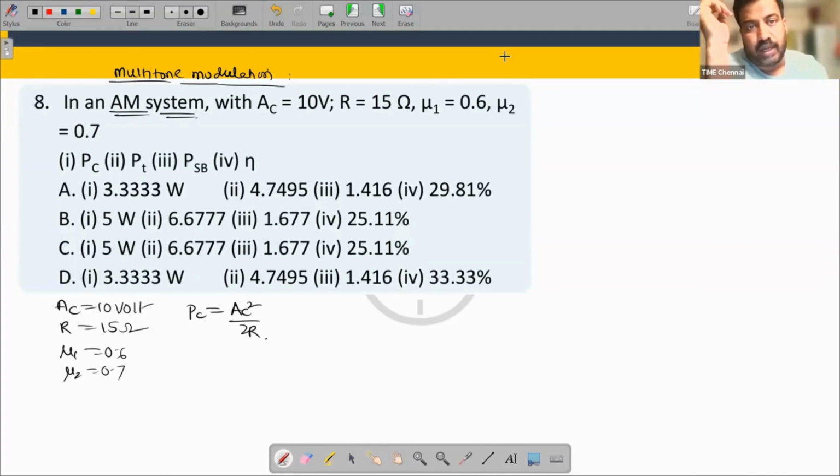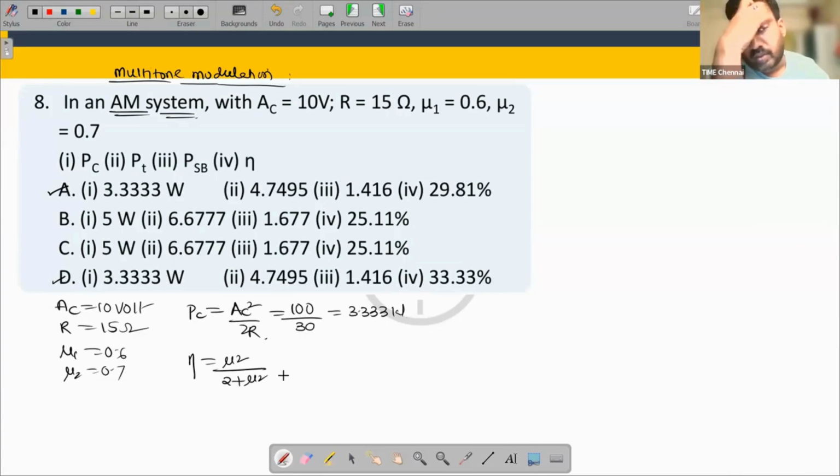PC is AC square by 2R. That's 100 by 30, 3.333 watt. Either this or this, the rest are same. Can find eta.